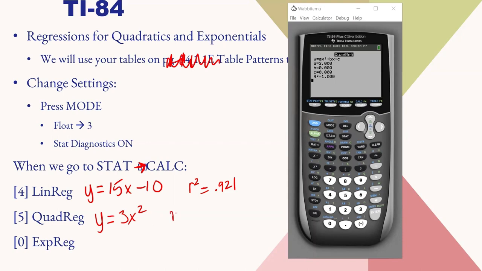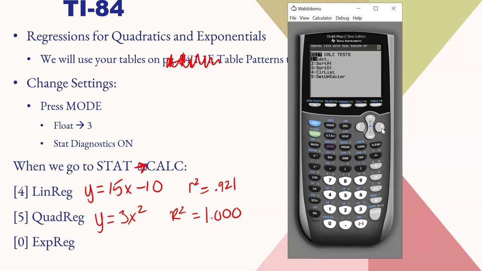And this time, what is the r squared value? 1. In terms of percent, what does a 1 mean? What does 1 mean in terms of percent? It means 100%. 1 means 100%. It's just 1. So it's 100%. So that means that based on what we have here, the quadratic is 100% the best model. Does that make sense?